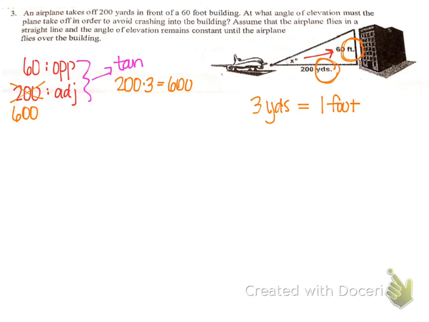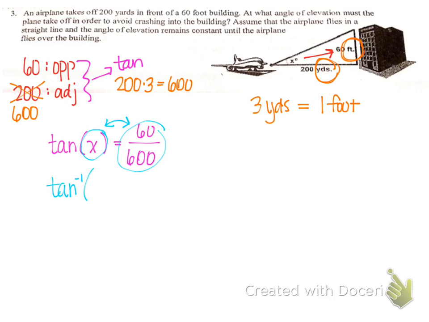So let's set up tangent. So tangent of our angle, which we don't know, that's what we're looking for, x, is equal to opposite over adjacent. So we have 60 over 600. So now we need to use inverse trig. So we're going to do our little switcheroo here, and we're going to use second tangent. So tangent inverse of 60 over 600 is going to give us our angle, which is x. So press second tangent, 60 over 600. You get x is 6 degrees.